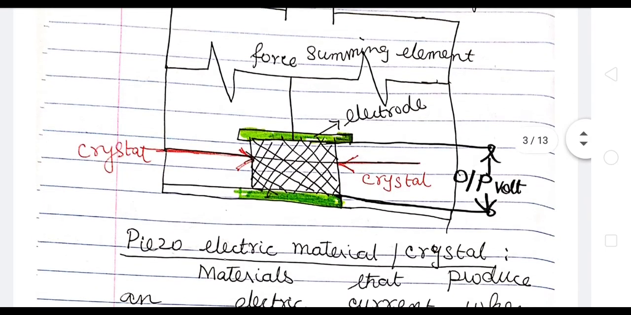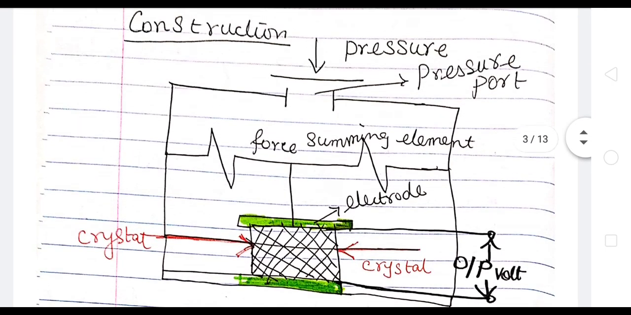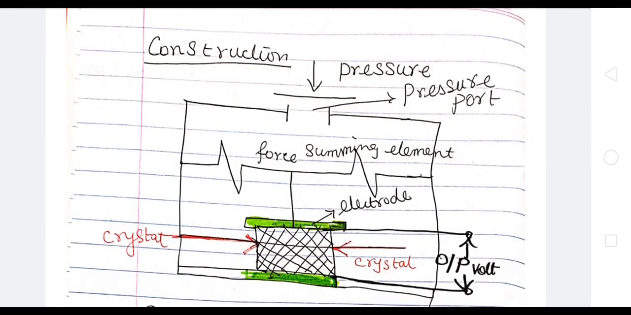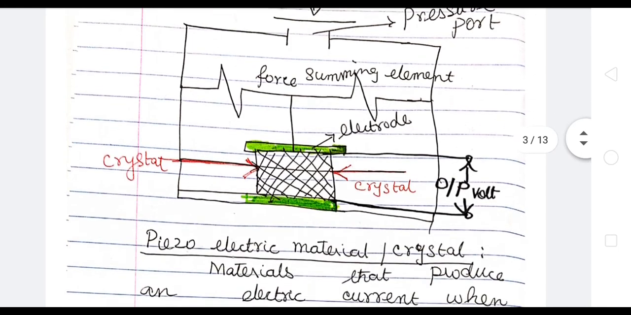The basic construction of your piezoelectric transducer is shown here. So here the piezoelectric crystal is placed inside a closed chamber. The piezoelectric crystal is coated with silver plates which form the electrodes. To the electrodes the force is applied by means of a force summing element. Everything is placed inside a closed chamber and a solid base is used for placing the crystal.